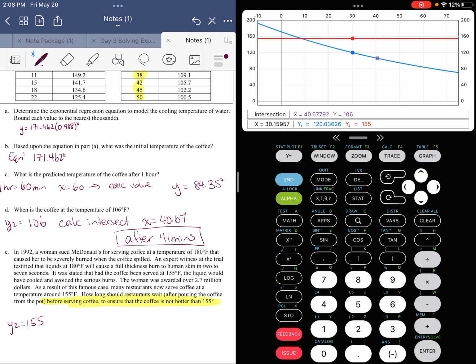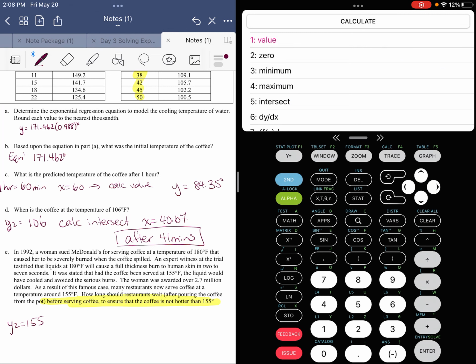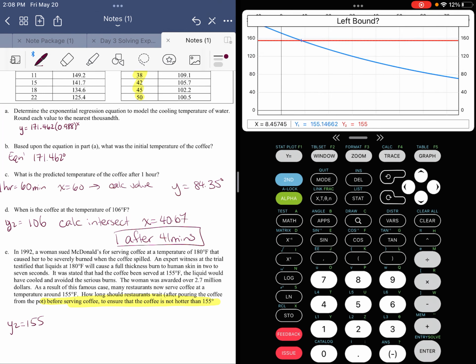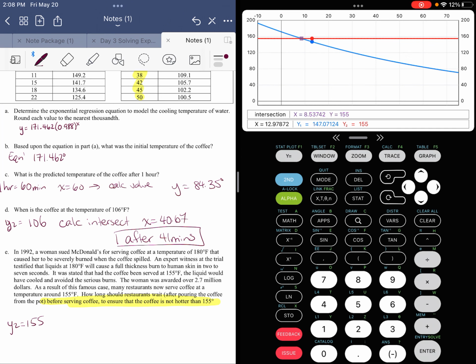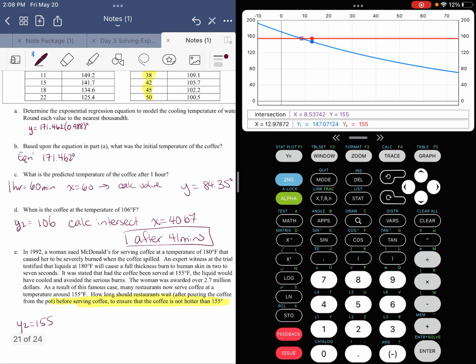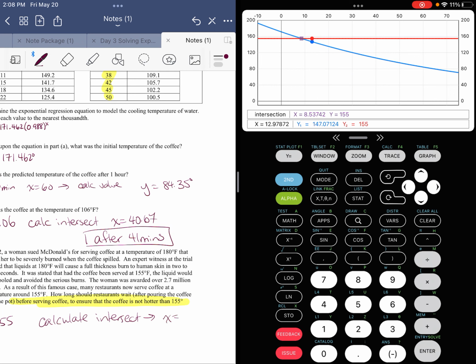Okay, so if you go close to that intersection, it's going to be around there, but we can actually calculate this. So second, and get to your calc, and we're going to go to intersect. Again, on mine it says left boundary, so I need to go to the left of the intersection, and then right boundary to the right of the intersection, and it gives us x equals, so after we calculate the intersect, we get x is equal to 8.5. So that means after 9 minutes, the coffee will be good to go.